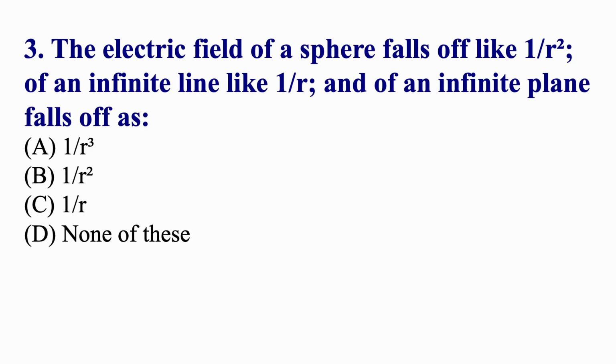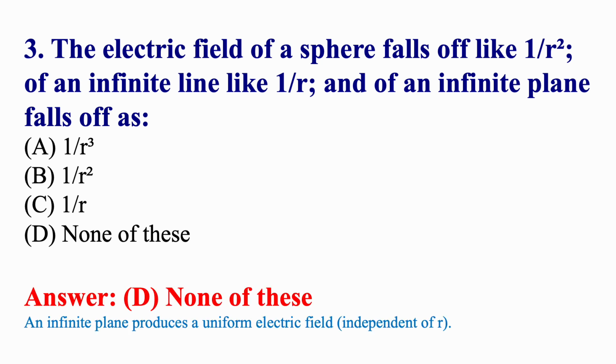The electric field of a sphere falls off like 1 over r square, of an infinite line like 1 over r, and of an infinite plane falls off as none of these. An infinite plane produces a uniform electric field independent of r.